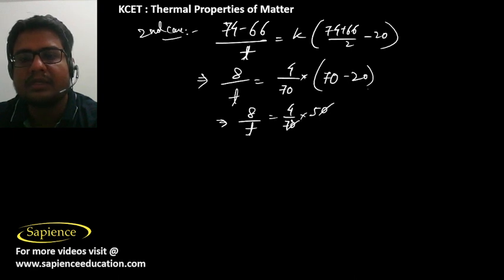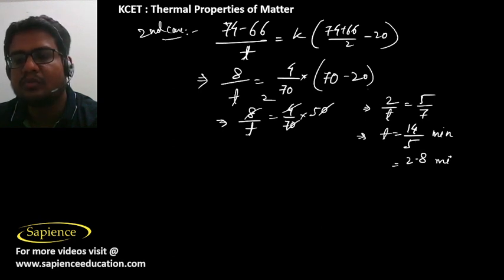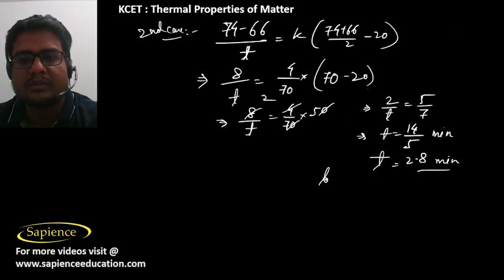The zeros will cancel, 4 2s are 8. So 2 by t is equal to 5 by 7. Therefore t is equal to 14 by 5 minutes it will take. So that is 2.8 minutes it will take. So option B is the correct answer.